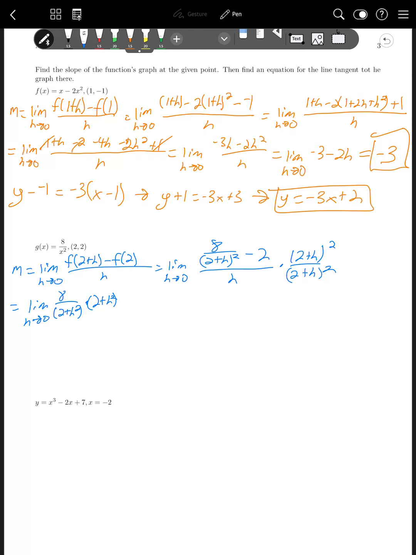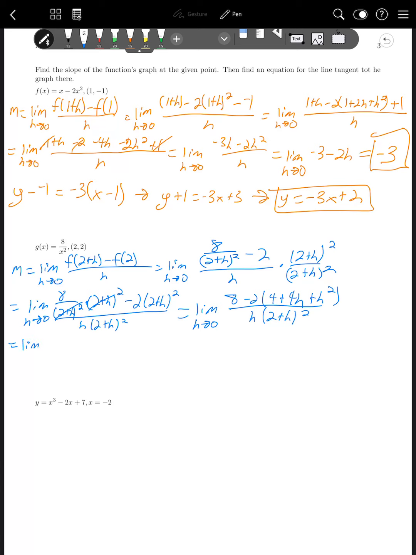Oops, squared out here. Let's get that right. Minus 2 times 2 plus h squared all over h times 2 plus h squared. So in this first term, those cancel. And so we're just left with 8. And then that'll be minus 2. We need to multiply out the 2 plus h squared, so that's 4 plus 4h plus h squared all over h times 2 plus h squared.